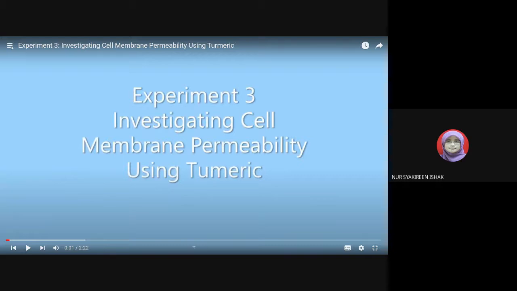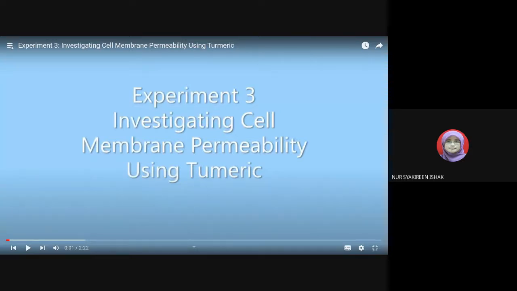For the result of the experiment, you have to include the drawing of the cell observed under different magnification. So you have to draw the structure of the plant cell, the structure of animal cell, and also the bacterial cell at different magnification.